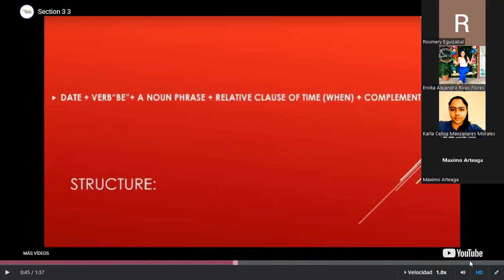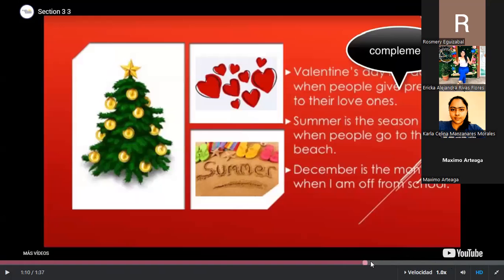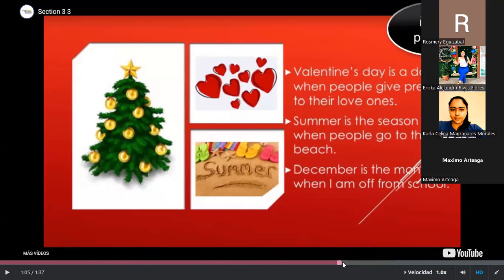Bueno, quiero que nos movamos a esta parte, aquí. Just take a look at these examples here. Un segundo. Aquí. Okay. It says Valentine's Day is a day when people give presents to their loved ones. Summer is the season when people go to the beach. December is the month when I am off from school.